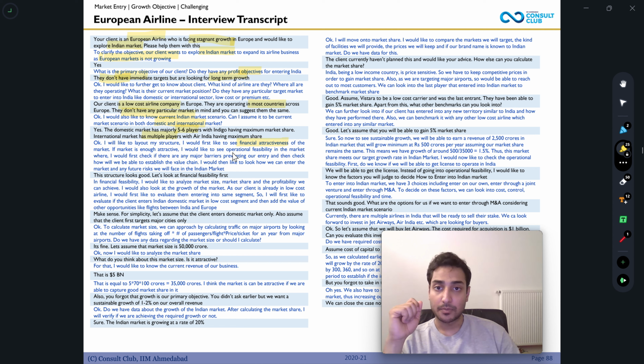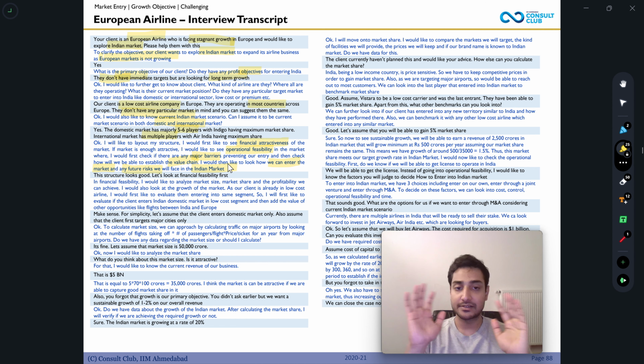I would like to see operational feasibility in the market, where I would first check if there are any major barriers preventing our entry, and then check how we will be able to establish a value chain. I would then like to look at how we can enter the market and any future risks that we'll face in the new markets.